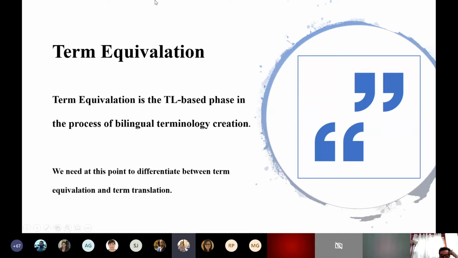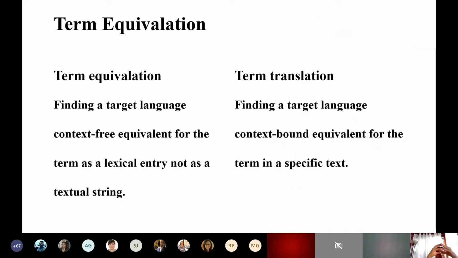Okay, I have another question. You can think about it until the end of the presentation. What is the opposite of context? I will ask you to think it up until the end. Okay, term equivalation means finding a target language context-free equivalent for the term as a lexical entry and not as a textual string. While term translation finds a target language context-bound equivalent for the term in a specific text.